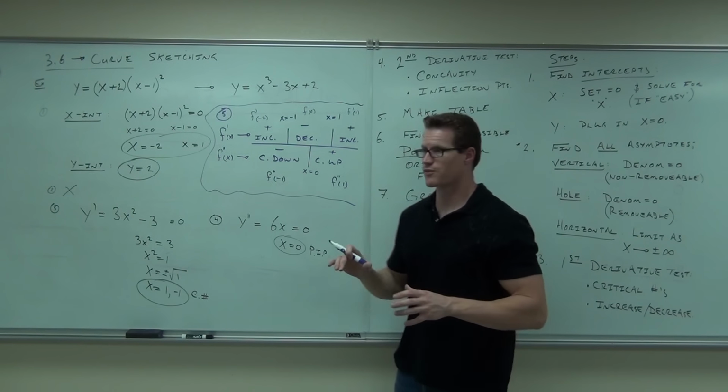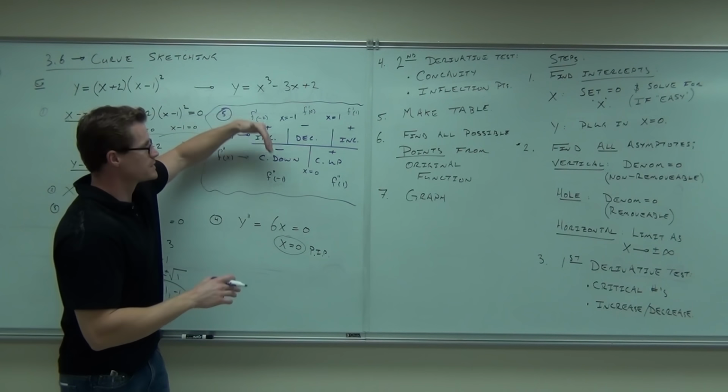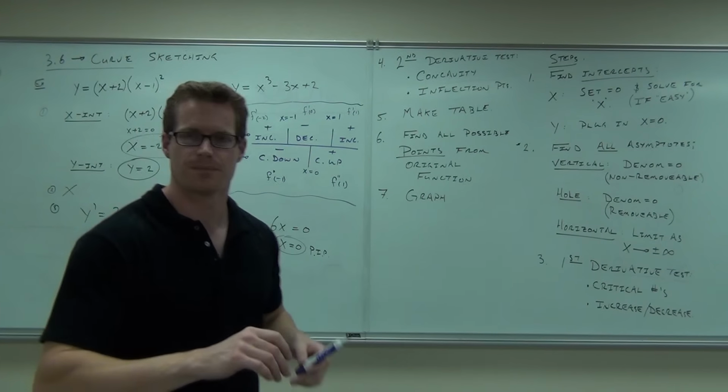That right there is a picture of our graph. We're done with step 5. This basically tells you up, down, up. We just have to find some points, and we'll graph that next time.